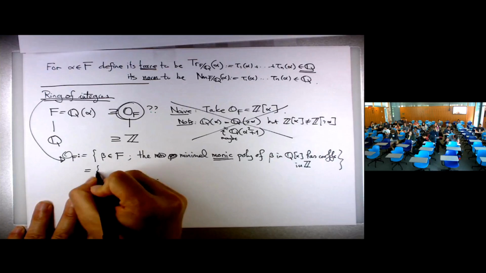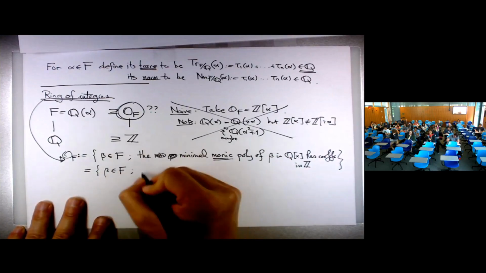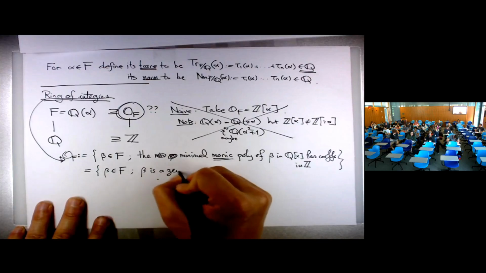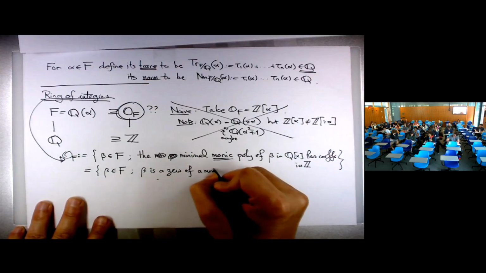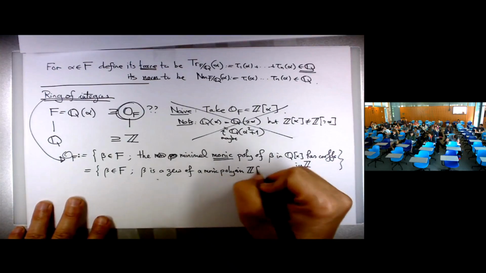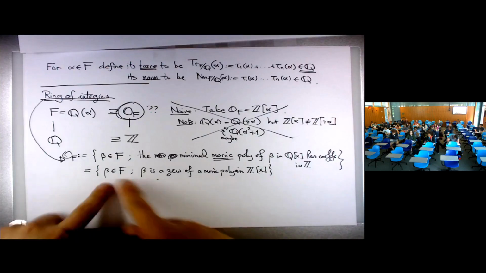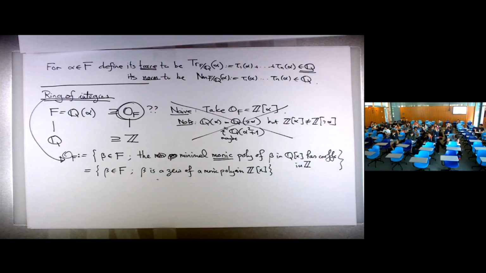It turns out this is the same, not very easy to show, but it turns out that's the same as saying that beta is a zero of a monic polynomial in Z[x]. Namely, this polynomial does not have to be irreducible. You prove this by factoring the polynomial in Z[x], and you show that the factor that beta is a zero of also has coefficients in Z. That boils down to Z[x] being a unique factorization domain.